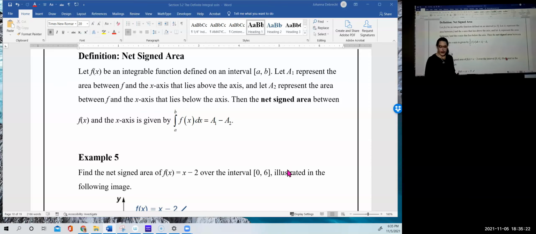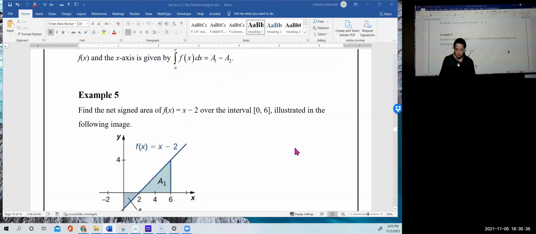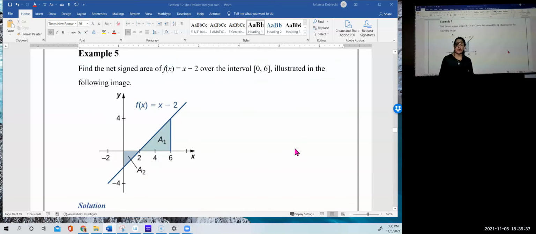This is provided that f is an integrable function and that it's defined over the closed interval from a to b, except possibly at a finite number of points. Now let's take a look at example 5. In example 5, we want to find the net signed area of the function x minus 2 over the interval from 0 to 6, which is what you see here in the picture.